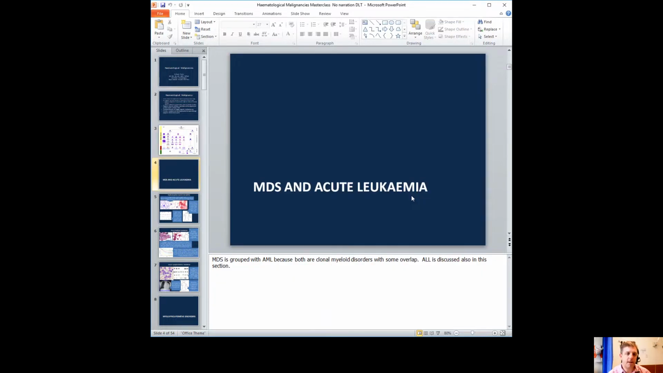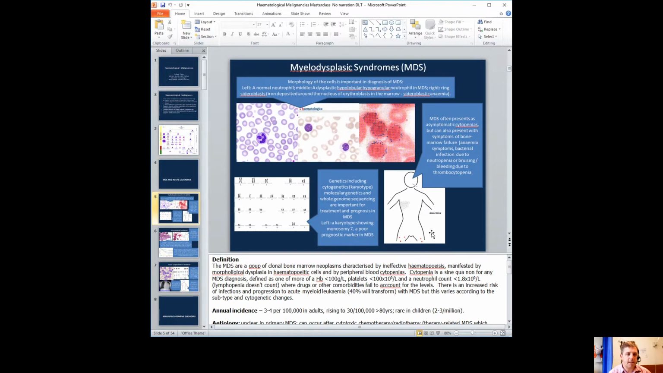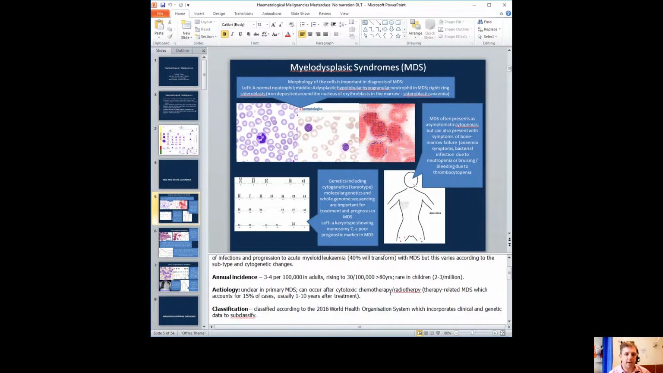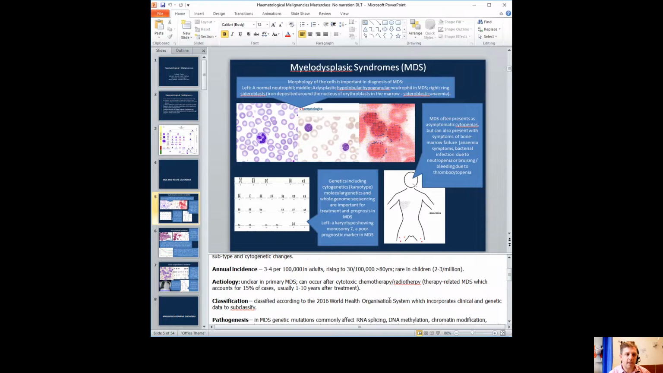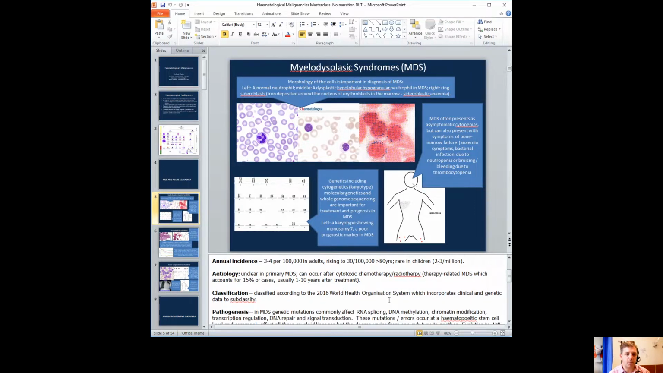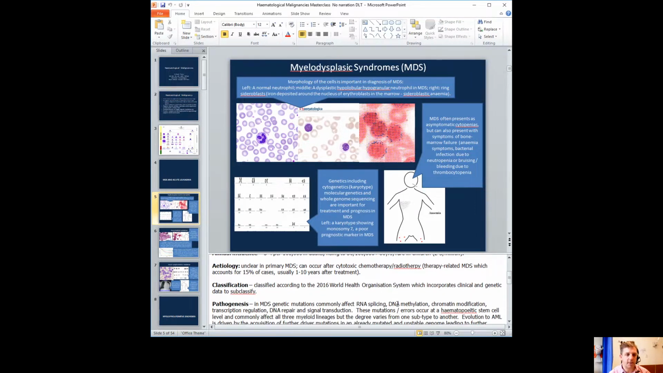So we're going to start with myelodysplasia, MDS, and acute leukemia. So myelodysplasia, I've given a definition here. Basically, for myelodysplasia, you have genetic mutations occurring in the bone marrow, which give you cytopenias. You have to have cytopenias. You have to have anemia, low neutrophil count, or low platelet count. It predominantly occurs in older patients. It's an age-dependent thing. And it's classified according to the World Health Organization. You don't need to know the classification.